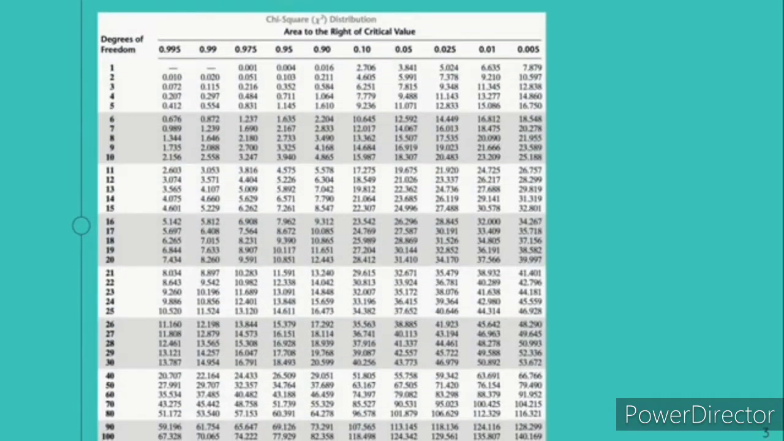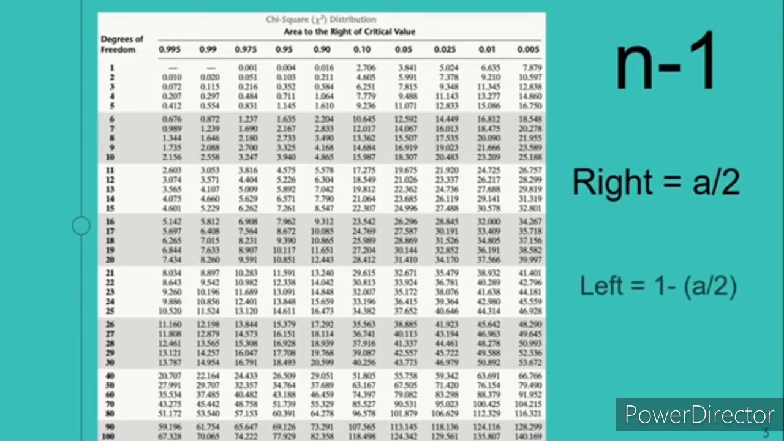So, this is the G table or the chi-square distribution table. To get our degrees of freedom, we will use the formula n minus 1. And for the chi-square right, the formula is alpha divided by 2. And for the chi-square left, the formula is 1 minus the chi-square right, or 1 minus alpha divided by 2.